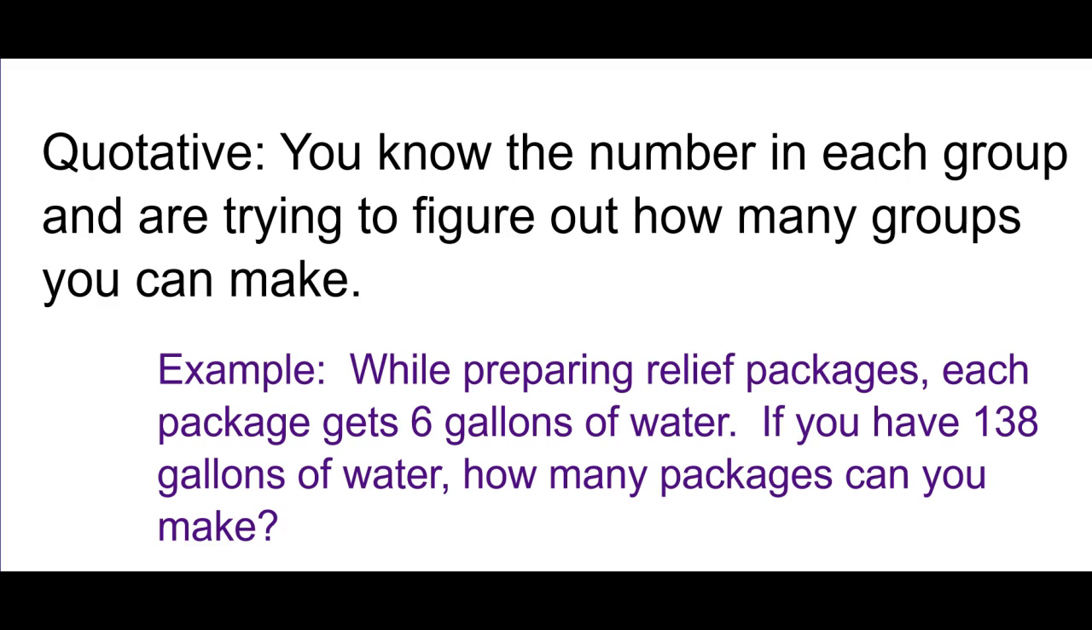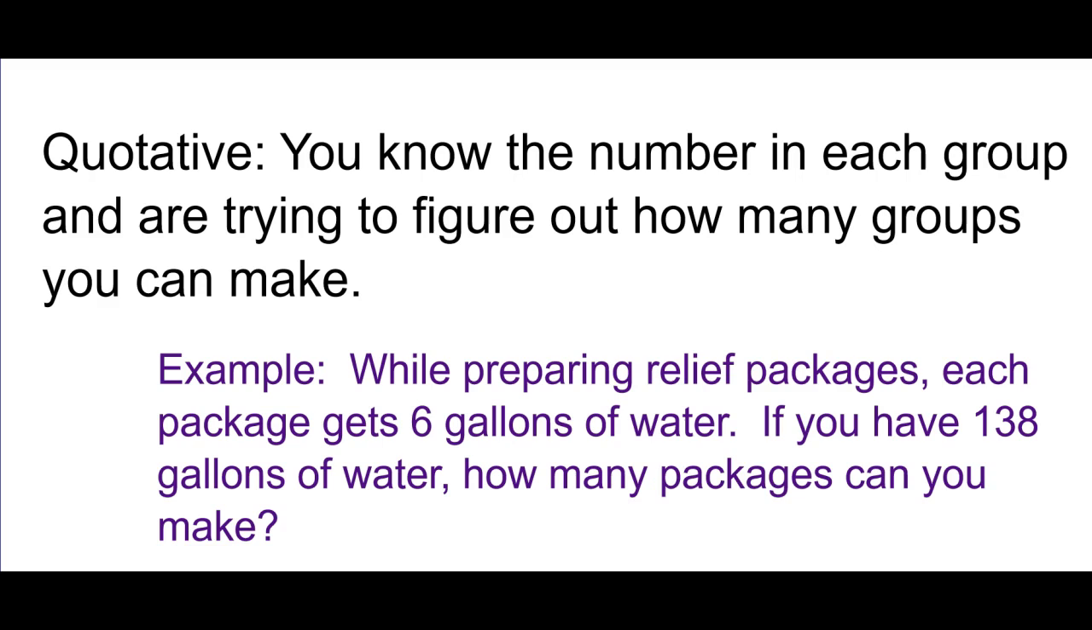So a possible problem you might see there is, let's suppose you're preparing relief packages for, I don't know, a disaster area or something, and each package gets 6 gallons of water. If you have 138 gallons of water, how many packages can you make? So in here we've got a known number of supply, and we're wanting to know if I put 6 in each group, how many can I make?